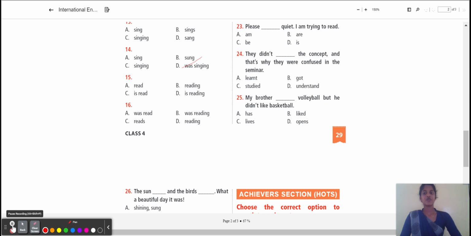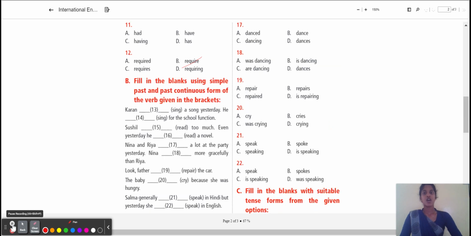Here we see the 15th question: "Sushil dash read too much." Here, "Sushil read" is the present tense. We should change it to the past tense. Even so, we can read the 16th question because it is a joint one: "Even yesterday he dash read a novel." We should find the tense and check what options are there. Then only we can find out the answer.